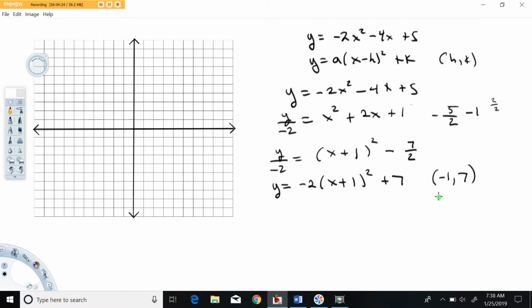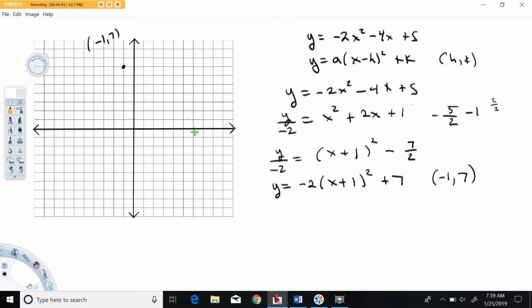All right, so let's start graphing it. So negative 1, 7 is 1 to the left, and then 1, 2, 3, 4, 5, 6, 7 up. There we go, 7 up. I'm getting thirsty. Let's go ahead and plot or label that negative 1, 7. There's our vertex. We'll get the x-intercepts in a moment.